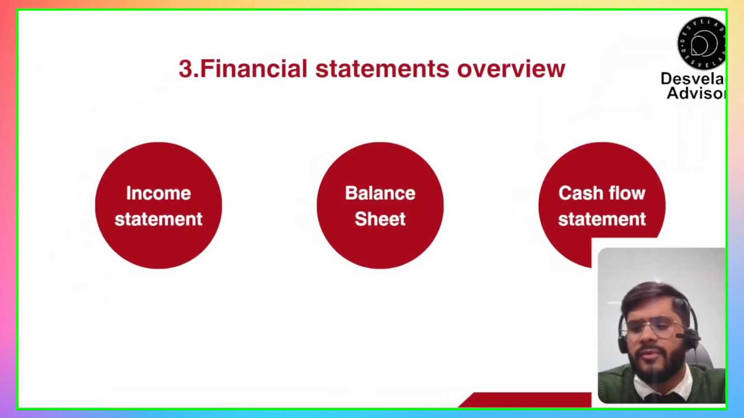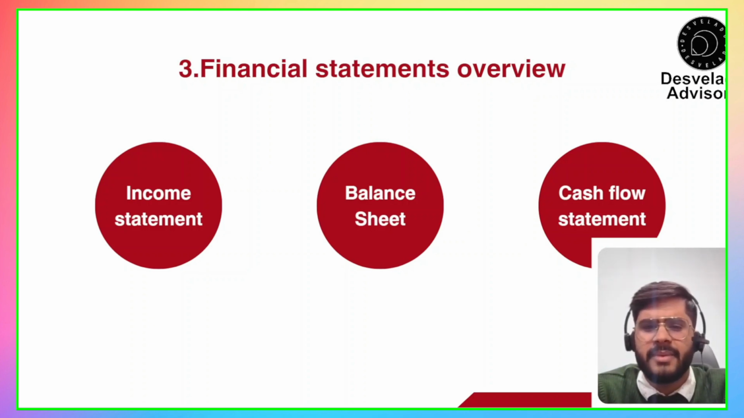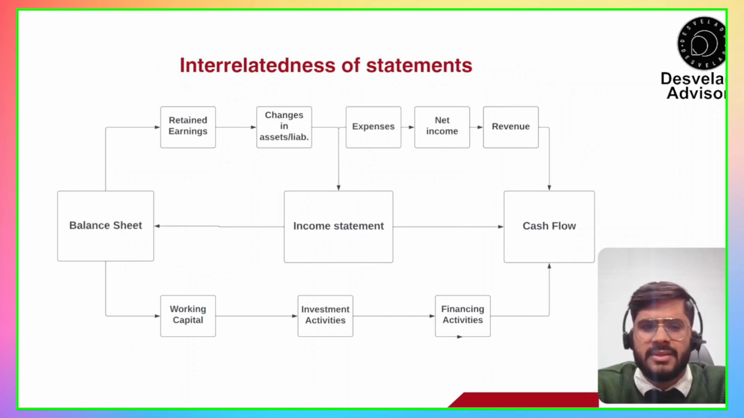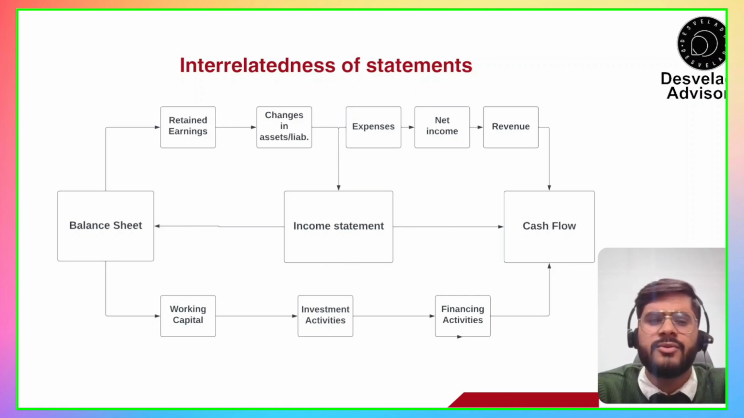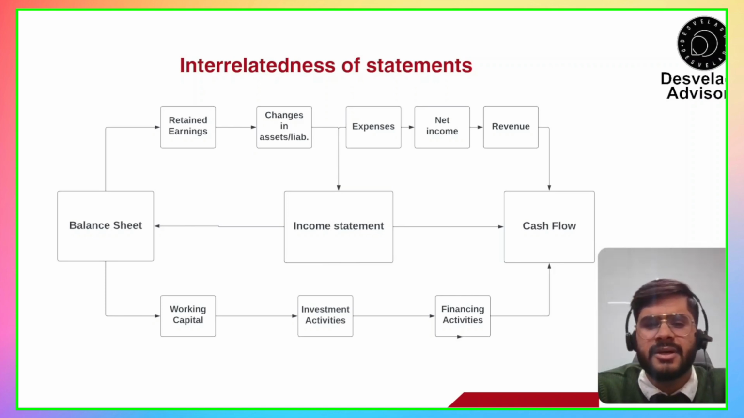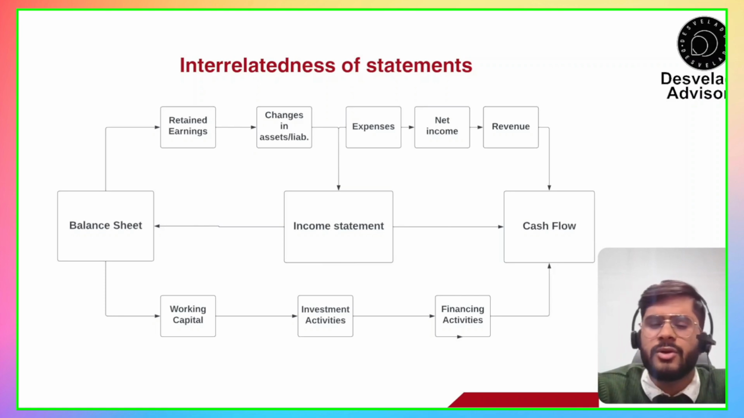And now we move over to financial statements overview. The three basic statements are the income statement, balance sheet and cash flow statement. And yes, all these three statements are interrelated. As you can see from this flow chart, balance sheet and income statement are related through retained earnings and changes in assets and liabilities, because both of these items are presented in the balance sheet and income statement. Now the income statement and cash flow are related through expenses, net income and revenue. If the revenue changes, the net income changes and cash flow changes. The net income is the top item of cash flow and the bottom line of the income statement.